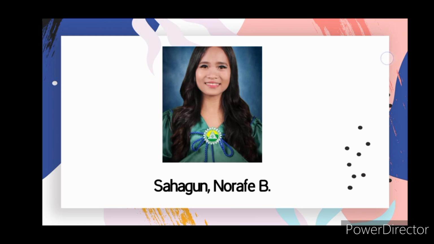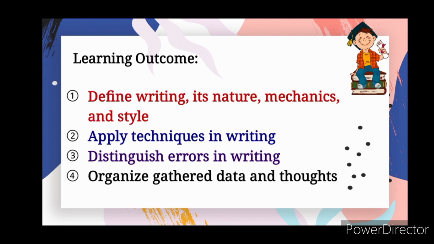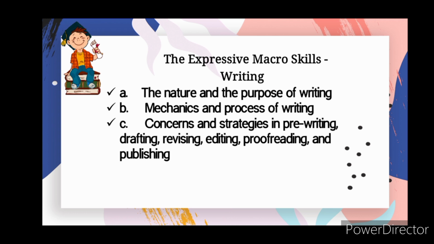So for today's video, we have the topic of the expressive macro skills in writing. So the following are the learning outcomes. First is define writing, its nature, mechanics, and the style. The second is apply techniques in writing. Third is distinguish errors in writing. And the last is organize gathered data and thoughts.